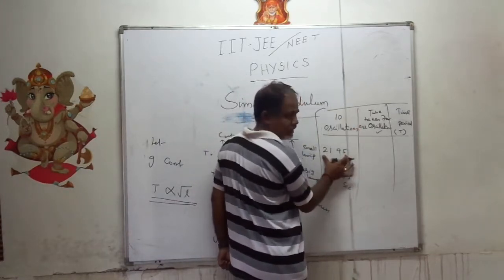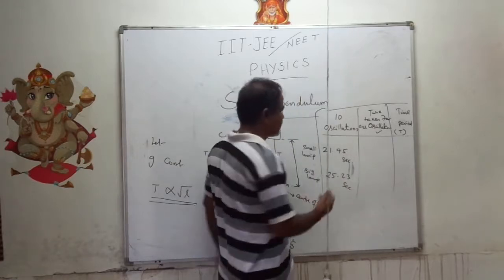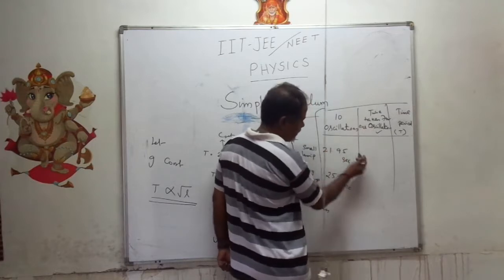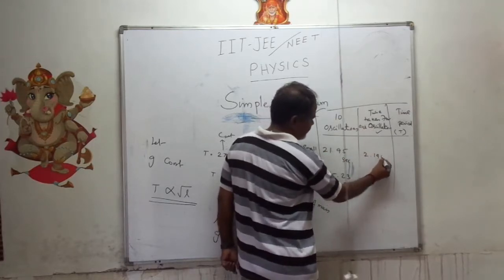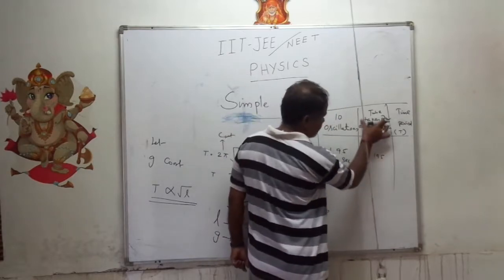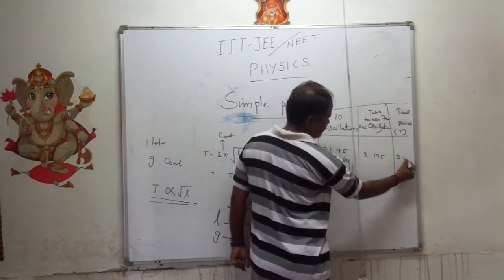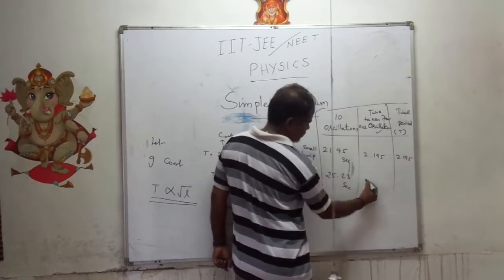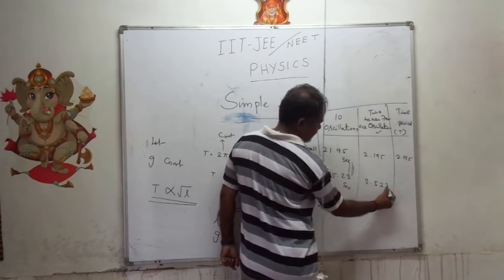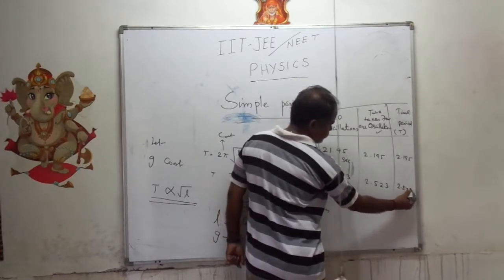For 10 oscillations, I counted here. That's one oscillation, which means it is divided by 10. Divided by 10, that is 2.195. This is nothing but the time period. Time taken for one oscillation is the time period, 2.195. Here, 2.523.